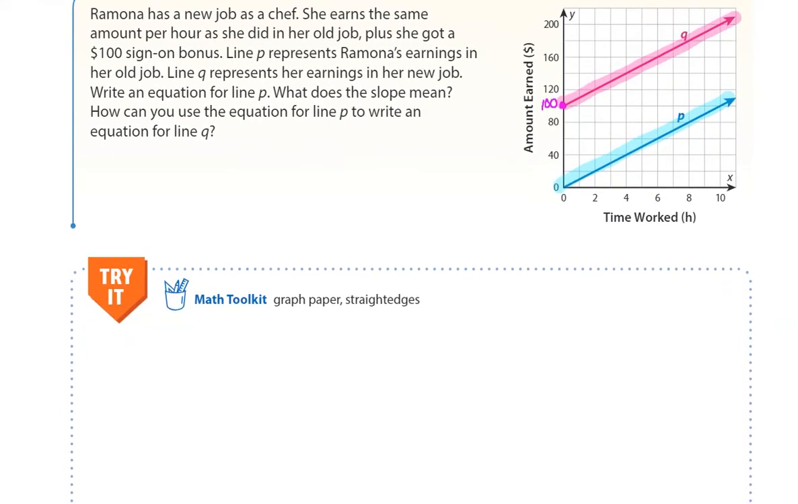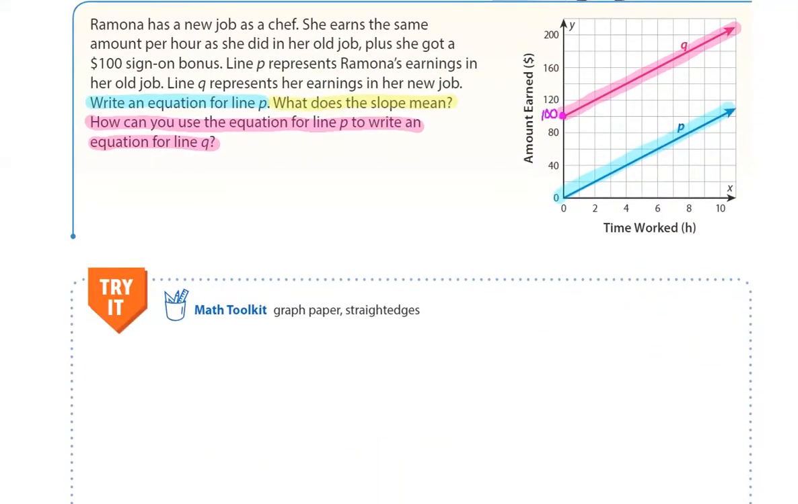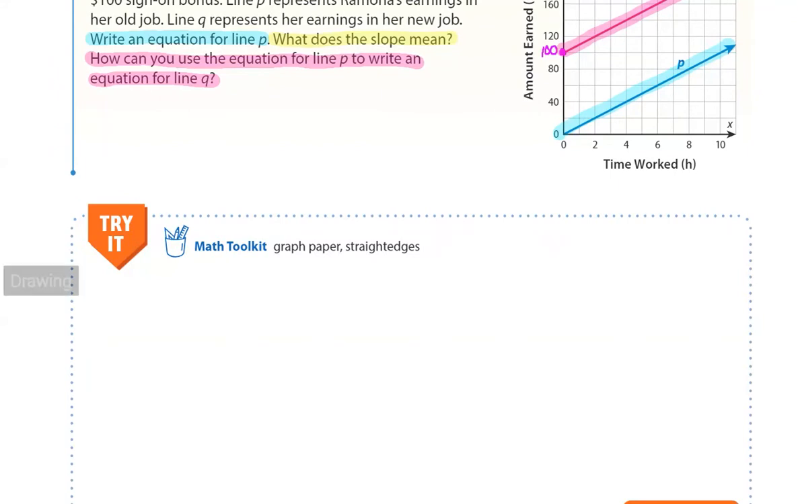Okie dokie. So what does it want us to do? It wants us to first write an equation for line P, then figure out what the slope in that equation represents, and then see if we can use that equation for line P to write an equation for line Q. And I'll give you a hint, it has something to do with that plus b. Okay, so what's the equation for line P? If you remember yesterday's lesson, the equation for a basic line that goes through the origin is going to be y equals mx.